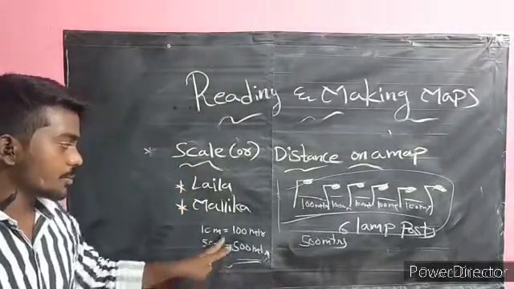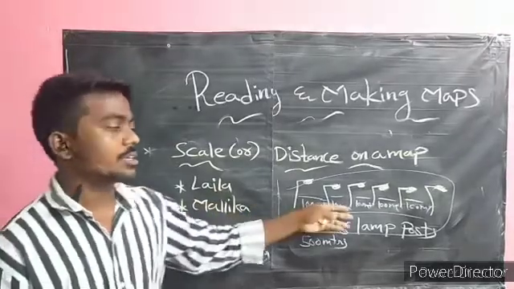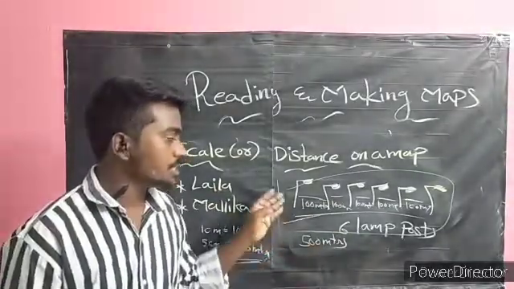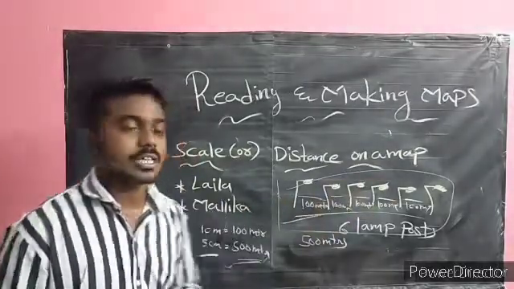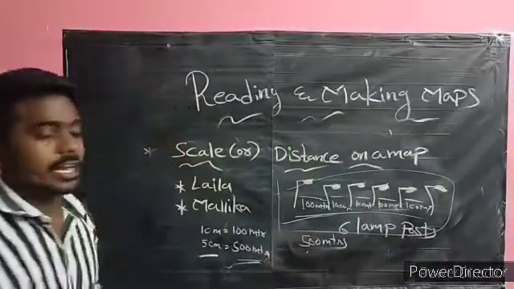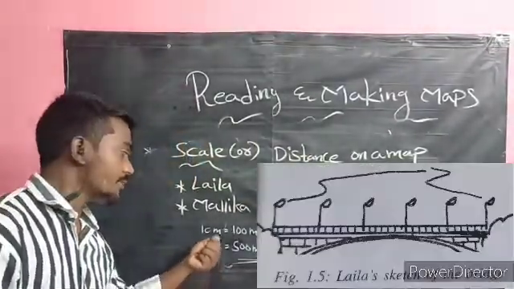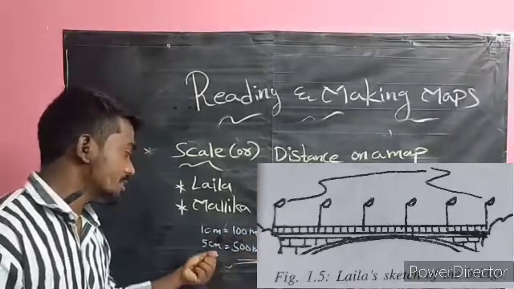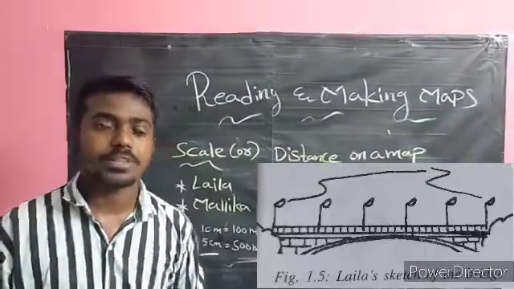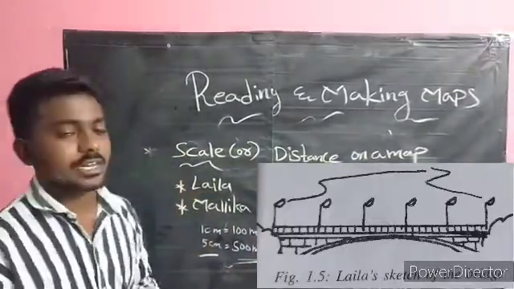Okay, I gave the example also, the example of Laila and Malika. Laila and Malika went near the river stream. They saw the bridge. They found the 6 lampposts. The distance of the 6 lampposts is 500 meters. Then Laila drew the sketch map and she showed that 1 centimeter equals 100 meters. Then she showed only 5 centimeters on the sketch map to represent the 500 meters. This is about the scale.